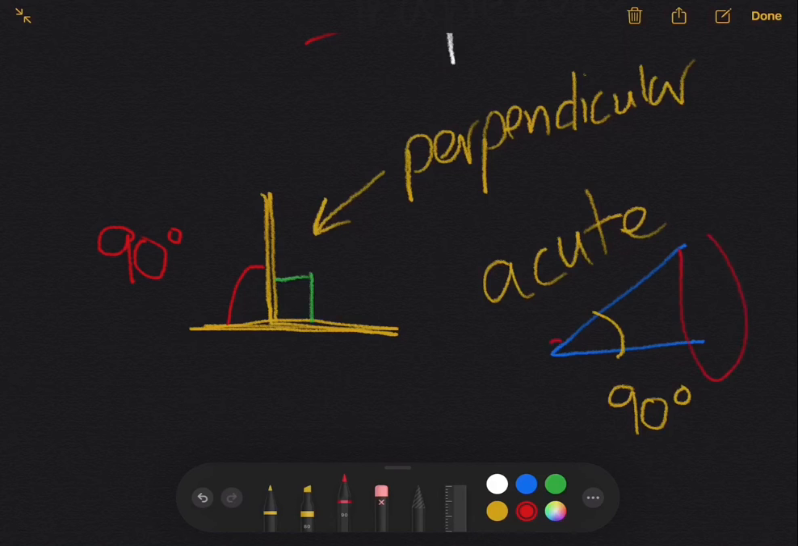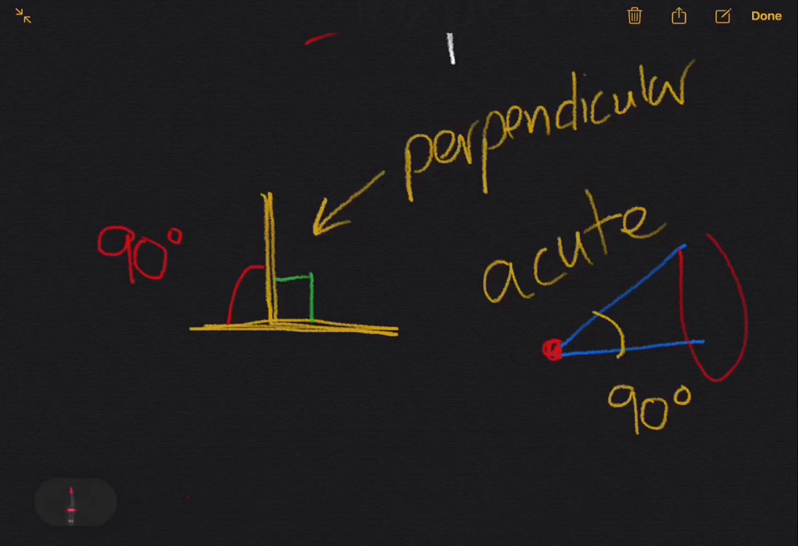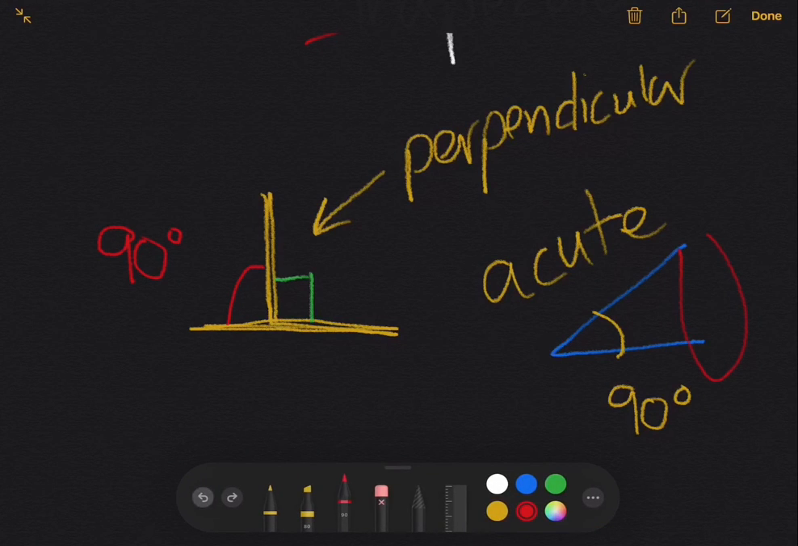And no, that's not because it's got floppy ears and a little nose and cute eyes. No, it's acute because it's less than 90 degrees.